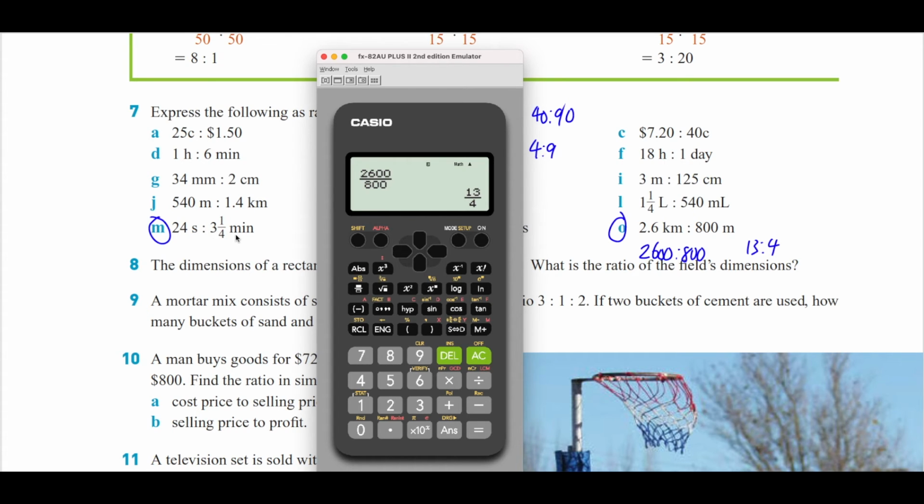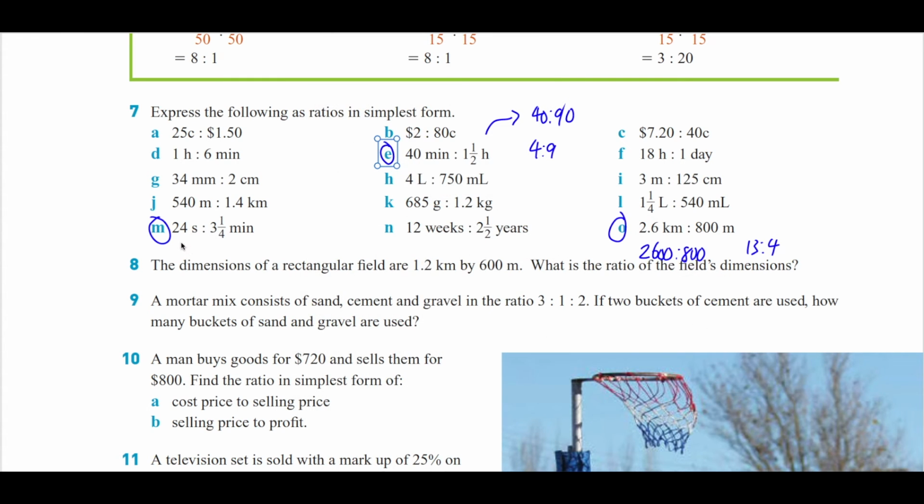So to work out how many seconds in 3.25 minutes, what you can just do is type in 3.25, and then you just multiply by 60. Because we know that 1 minute has 60 seconds. So 3.25 minutes has how many seconds? 195. So then this is equivalent to writing 24 to 195, right?